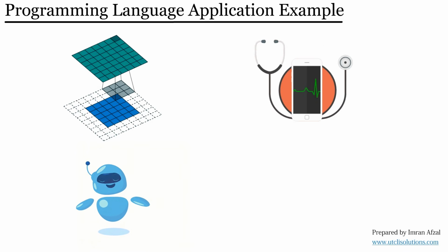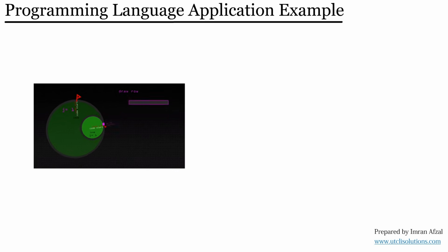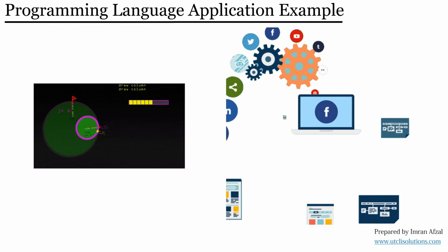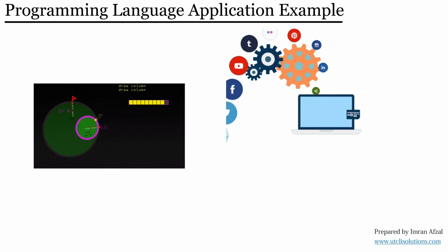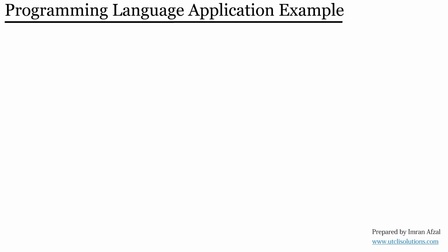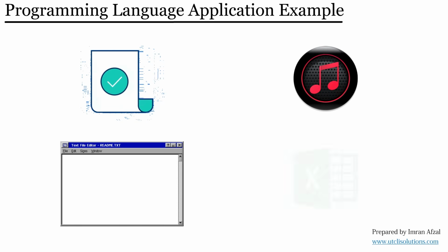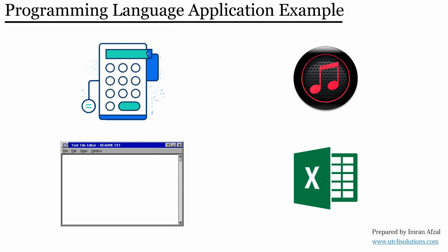Moving on to the list of applications using Python is scientific computing. Then we have automation and scripting application. We also have desktop GUI application that can be built using Python, and examples of those GUI applications are like calculator, text editor, music player, spreadsheets, and so on.